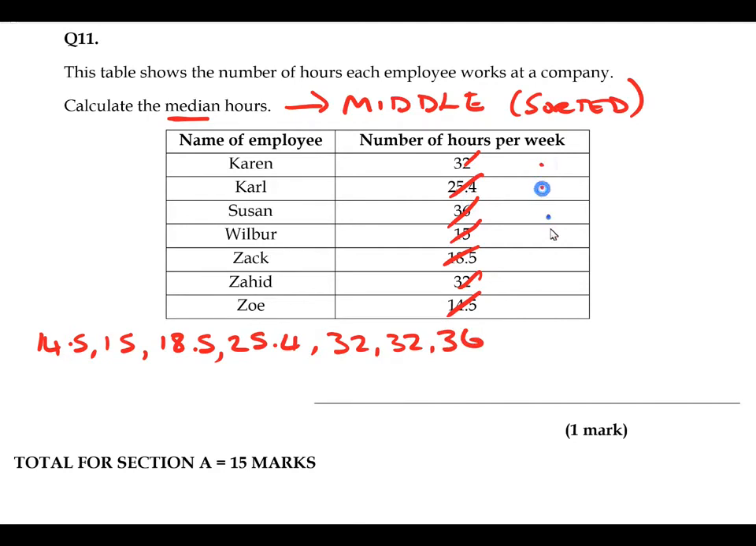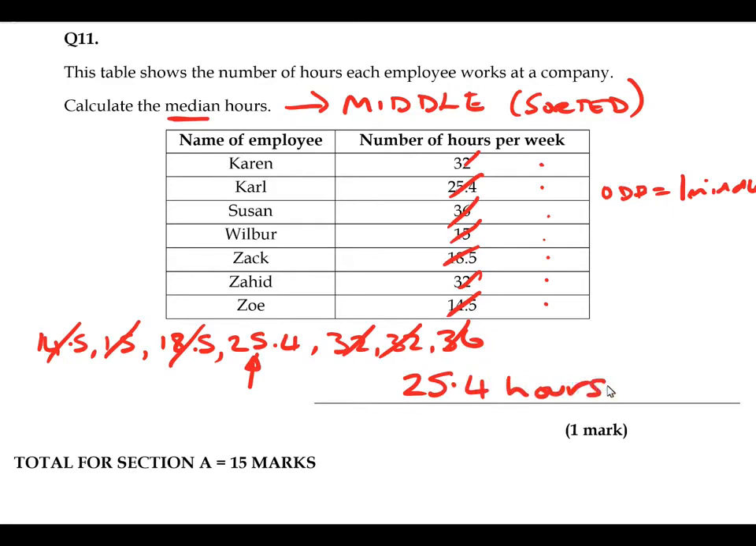Now we have 1, 2, 3, 4, 5, 6, 7 bits of information. So we're expecting one number in the middle. So cross them out from each end and you're left with the median, which is the middle number, which is 25.4 hours. And that's worth 1 mark. And that's the end of section A, where you had 15 marks available and 25 minutes in which to answer those questions.